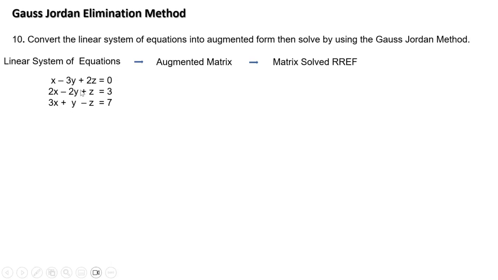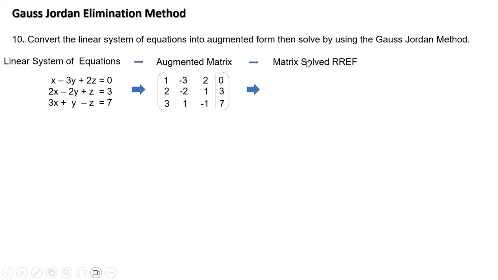I'm going to show you an example of what each one of these means. You see, this is a linear system of equations, right? Augmenting matrix means you're going to convert it into a matrix. I'm going to get the coefficients. For example, this is 1, -3, 2, 0. That's row 1. Then 2, -2, 1, and 3. And then finally 3, 1, -1, and 7. This is called the augmented matrix.